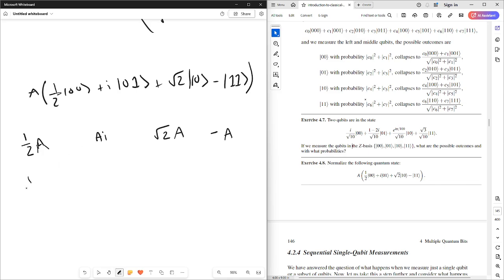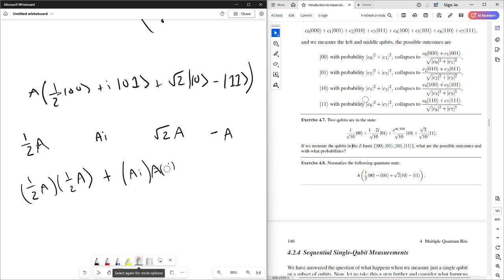So 1/2 A, well, times 1/2 A, plus AI times A negative I, let's write this like this, negative I times A, plus A square root of 2 squared, plus minus A squared, and all this has to equal 1.